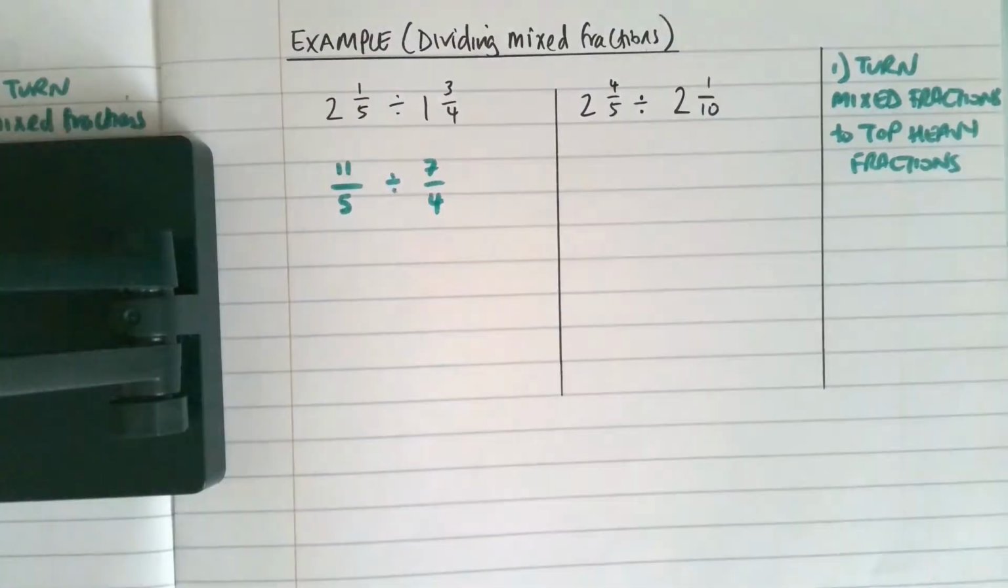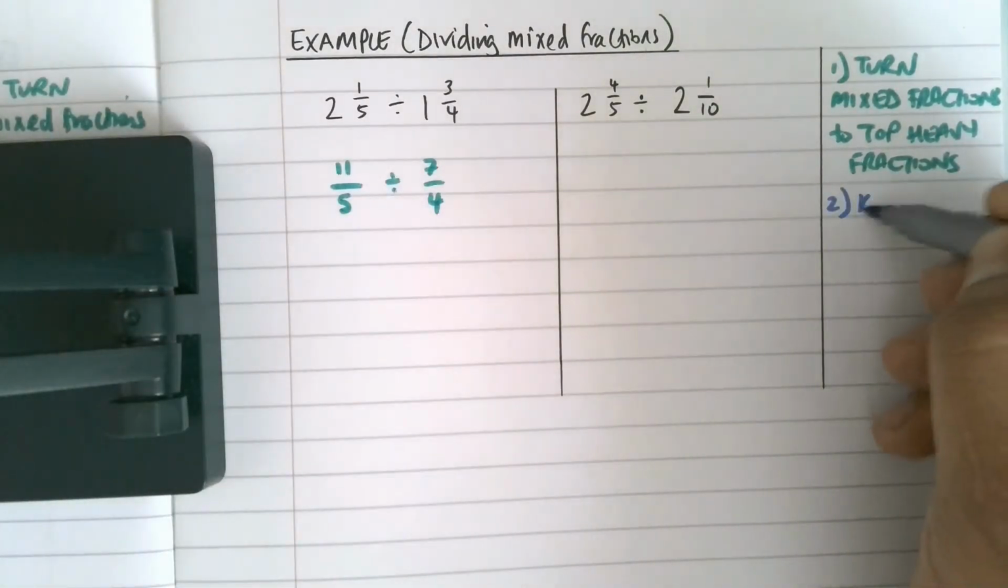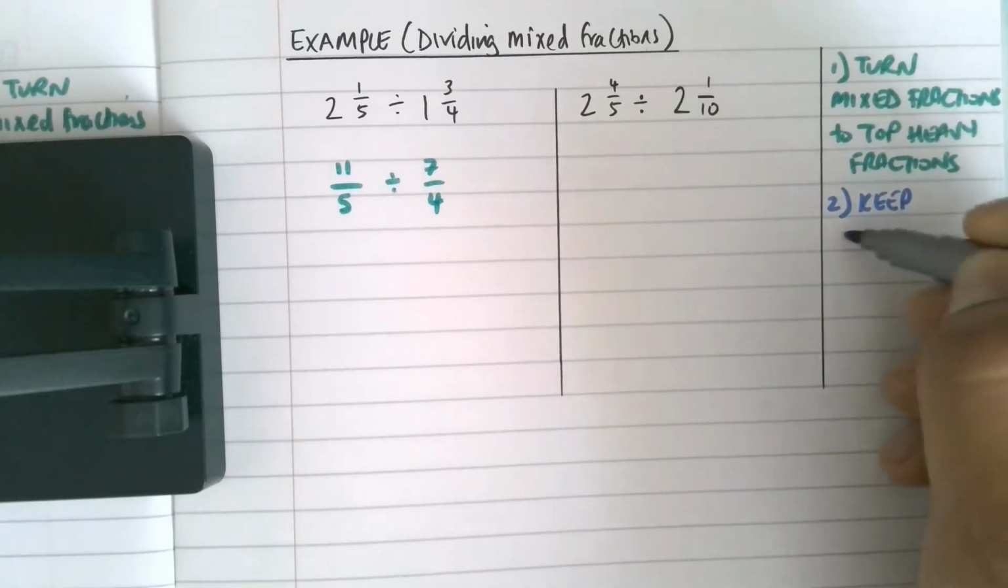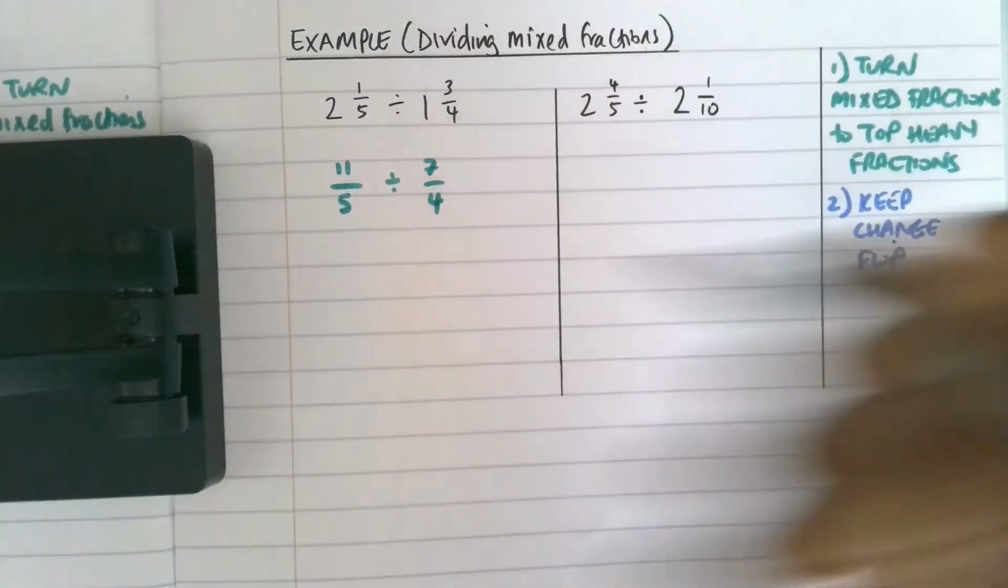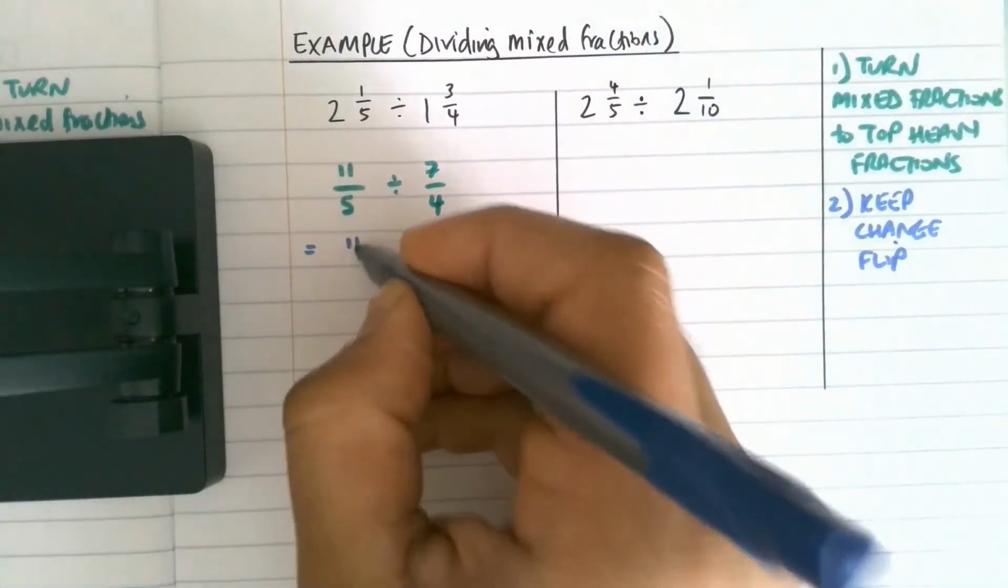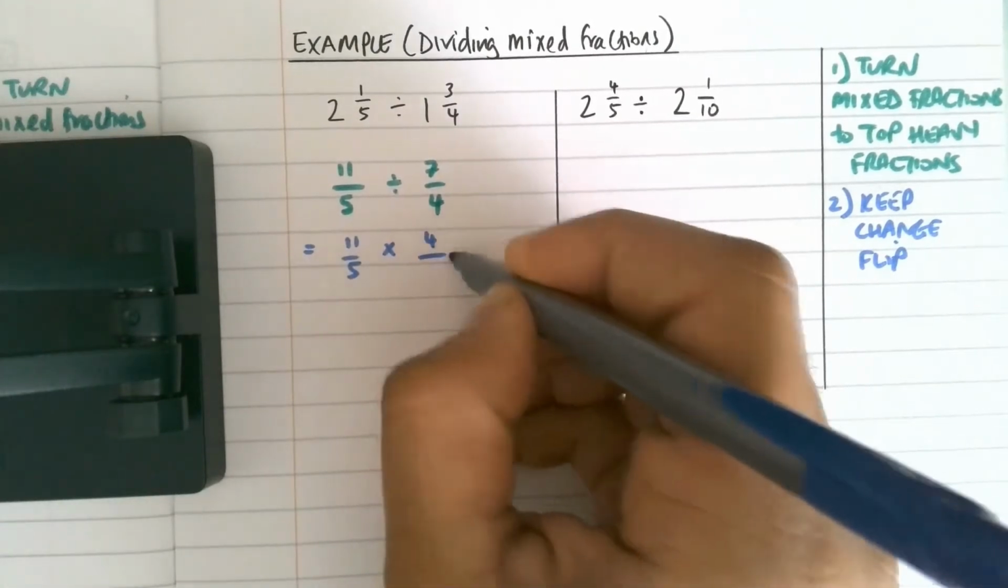And then the second step would then just be to multiply the fractions. Actually no, we have to keep change flip before we multiply the fractions. So we're going to keep change flip, and then we can multiply the fractions. So 11 over 5 stays the same, the divide becomes a times, and 7 over 4 becomes 4 over 7.